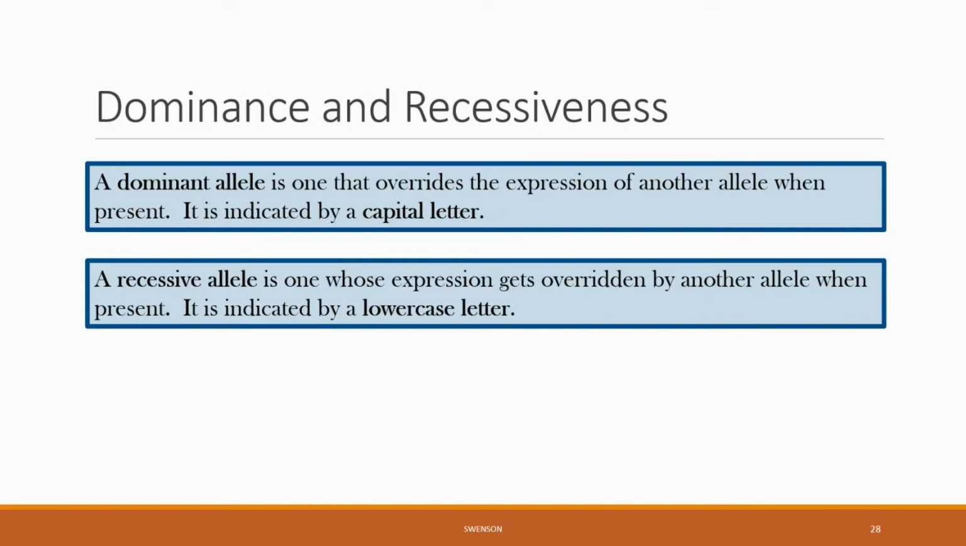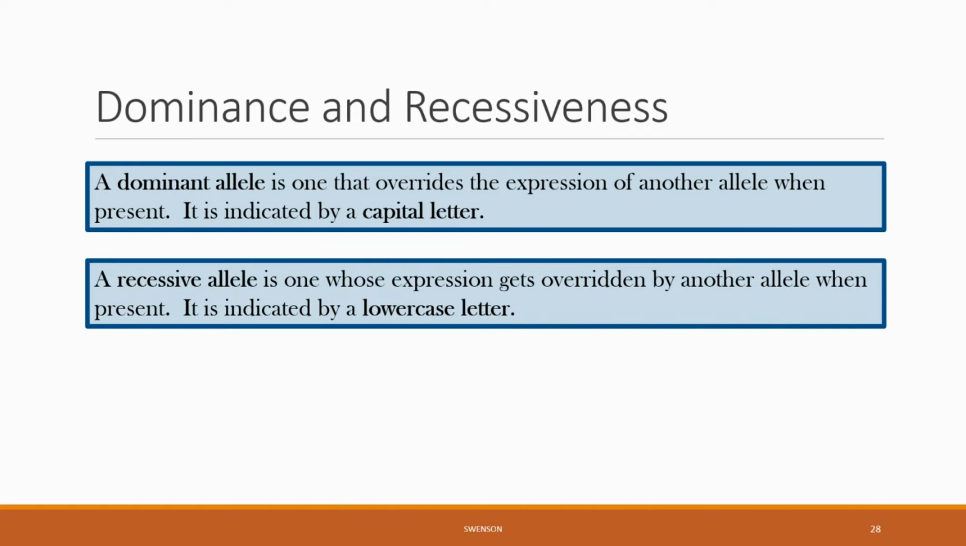So, part of Mendel's principle of segregation was that one trait was dominant over the other. The other trait is referred to as recessive. A dominant allele is one that overrides the expression of another allele when present. It is indicated by a capital letter. A recessive allele is one whose expression gets overridden by another allele when present. It is indicated by a lowercase letter.